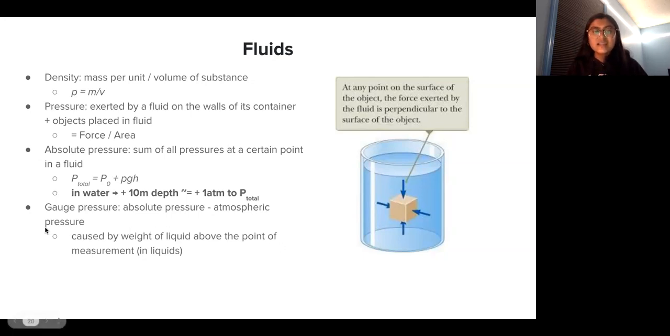And then you have gauge pressure. This is going to be equal to absolute pressure minus atmospheric pressure. And this is caused by the weight of the liquid above the point of measurement. So just different formulas for pressure and density.